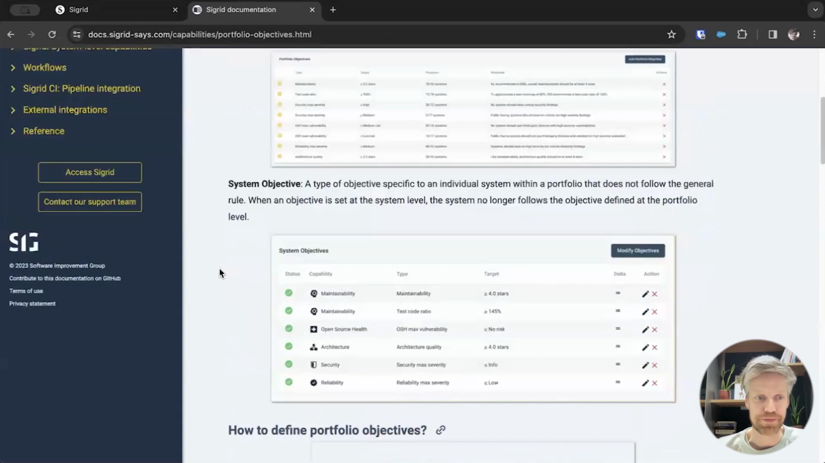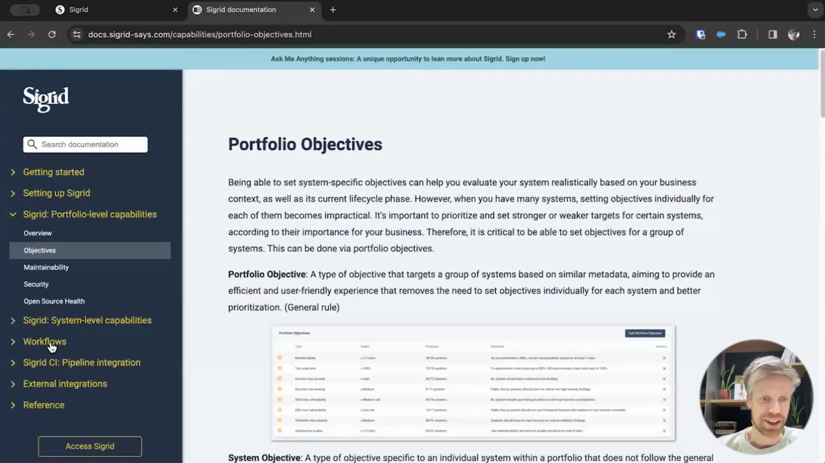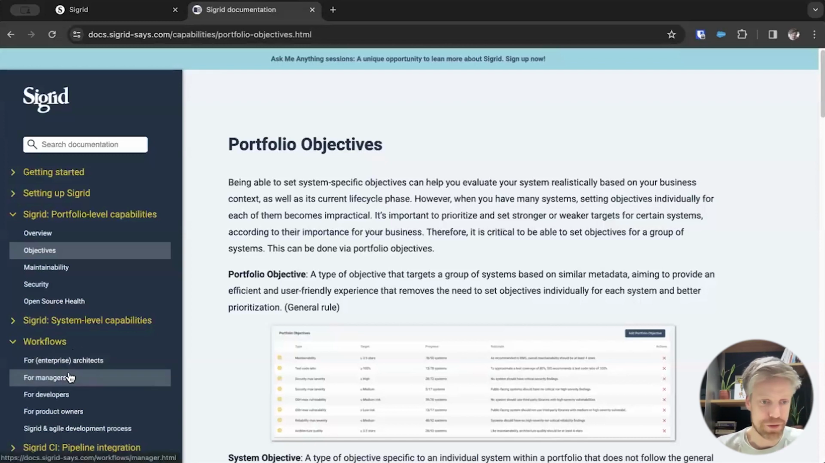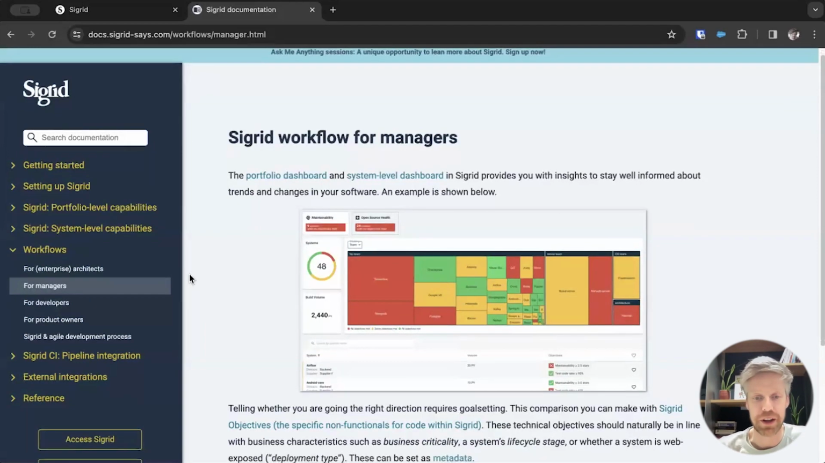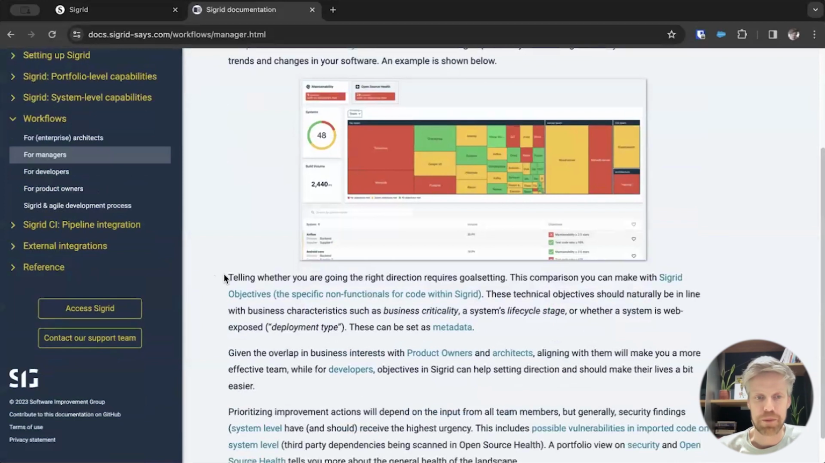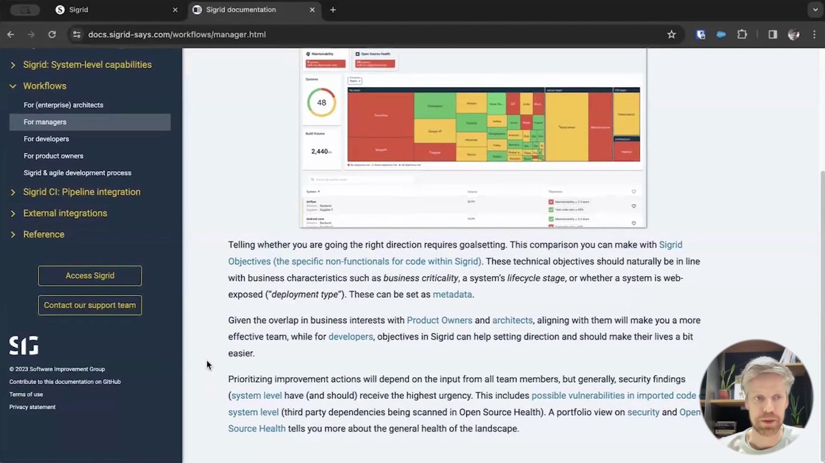It's all available there. Last but not least, if we're talking about portfolio objectives and portfolio governance, as in IT governance, some suggestions for workflows for managers are written down here. For example, as we see more and more often, goal setting is an important one. So setting objectives, and that's what we talked about today. There's more information down here as well, also for other roles.